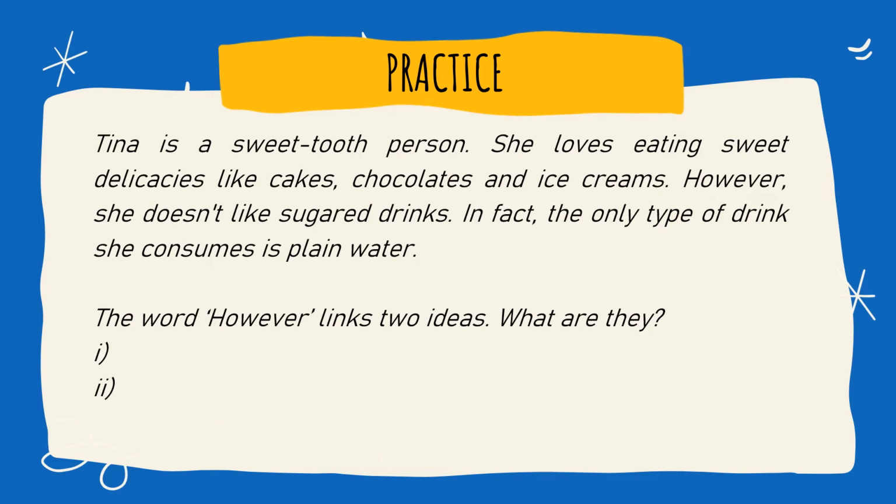Usually, the first idea comes before the transition, which is she loves eating sweet delicacies like cakes, chocolates, and ice cream. So that is the first idea. Now, the second idea is the one that comes after the transition, because the transition is in the middle. It connects two different ideas, right? So the first one is before and the second one should go after the transition. So the second idea should be she doesn't like sugared drinks.